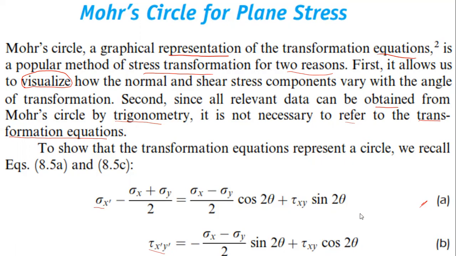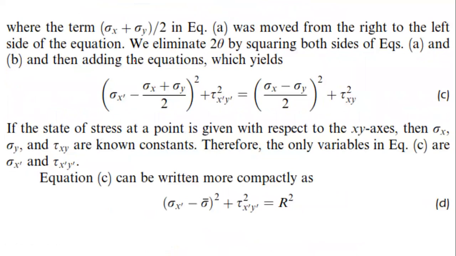The equations. Anyway, you have memorized the transformation equations for normal stress, sigma x prime, and shearing stress, tau x prime y prime, where the term sigma x plus sigma y over 2 was moved from the right to the left side of the equation.